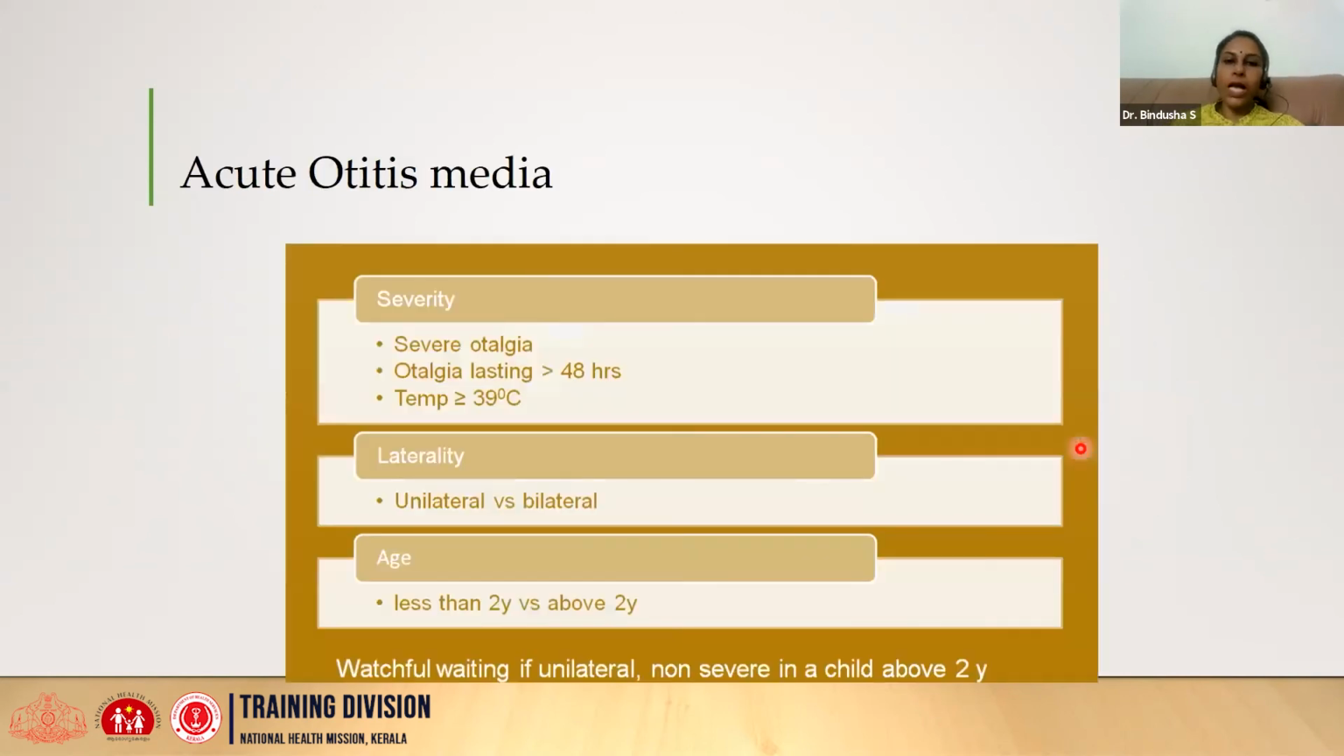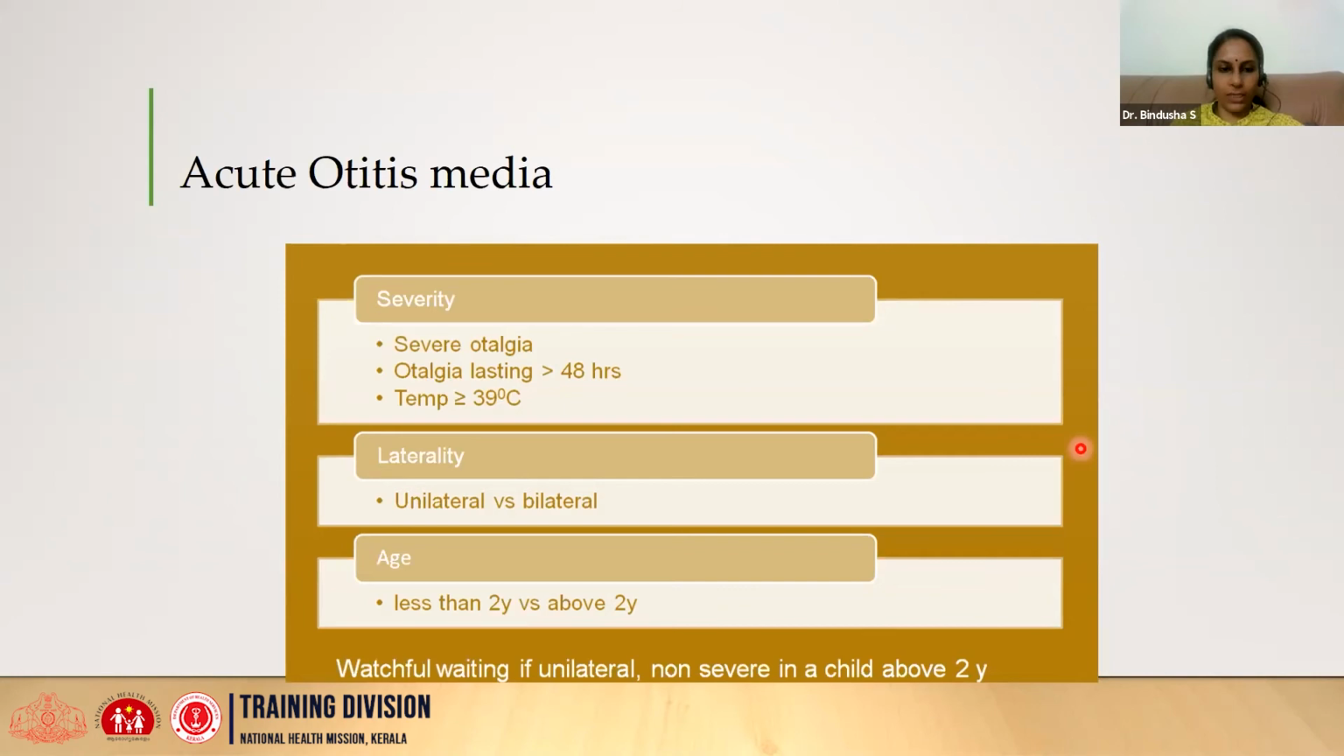And another group of infection which may be due to viral or bacterial is acute otitis media. In acute otitis media also, a vast majority of them are actually due to viral infections. And here also whether we need to prescribe an antibiotic or not depends on 3 factors. The first one is severity, second one is laterality, and third one is age. If the patient is having a severe infection, bilateral infection, or if the age is less than 2 years, that child should be started on antibiotics whenever you see the patient.